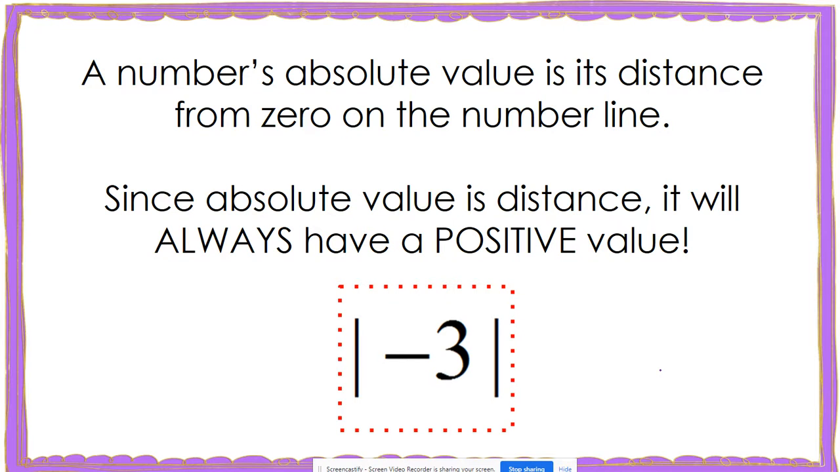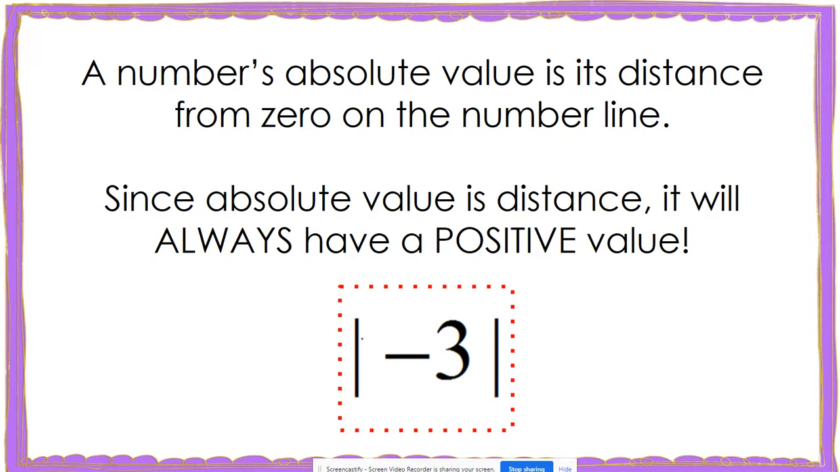A number's absolute value is its distance from 0 on the number line. Since absolute value is distance, it will always have a positive value. This is because every distance, whether you're moving forward or backwards, is measured in a positive way.